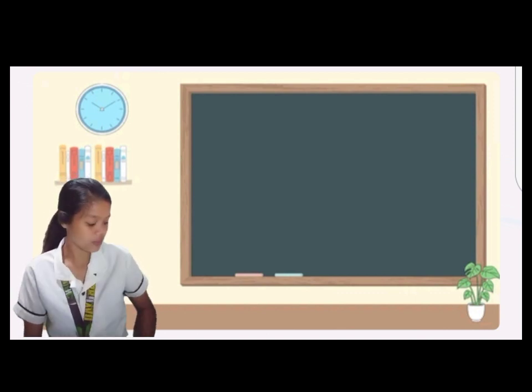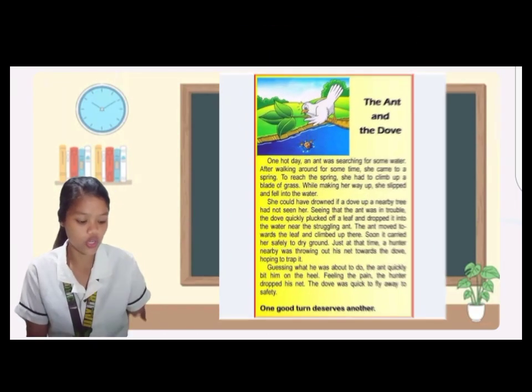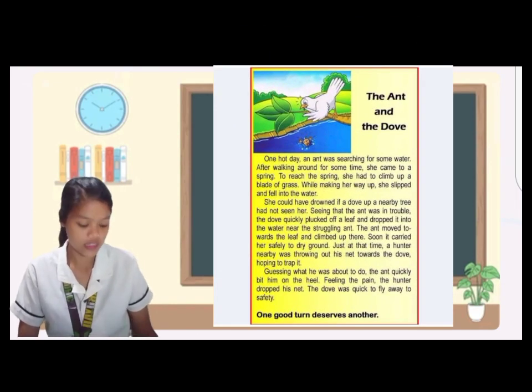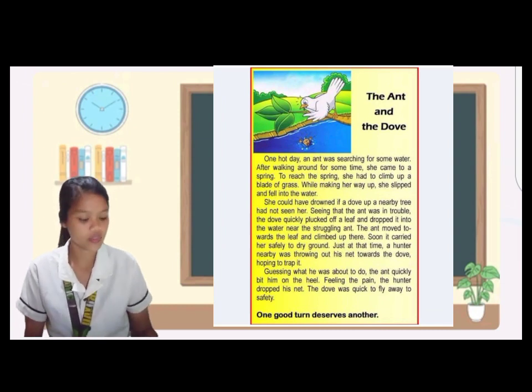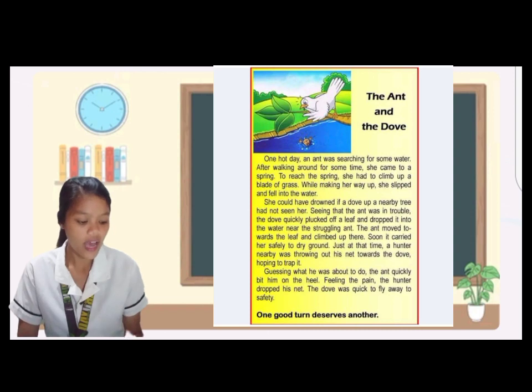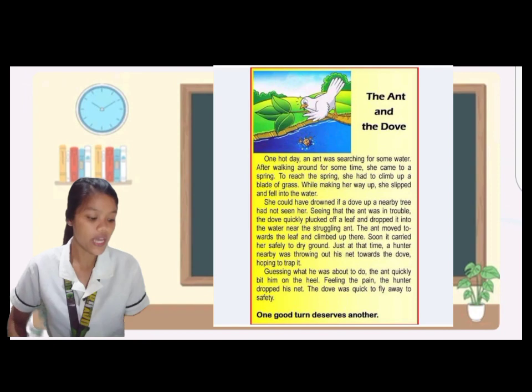So read it loud, read it. So the title of the story is The Ant and the Dove. Okay, let me read it. One hot day, an ant was searching for some water. After walking around for some time, she came to the spring. To reach the spring, she had to climb up the blade of grass.